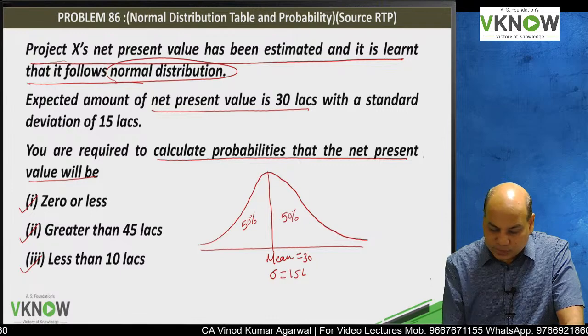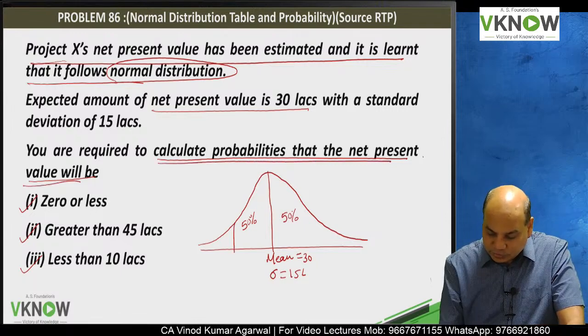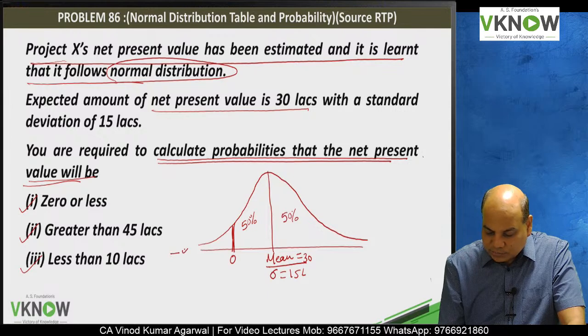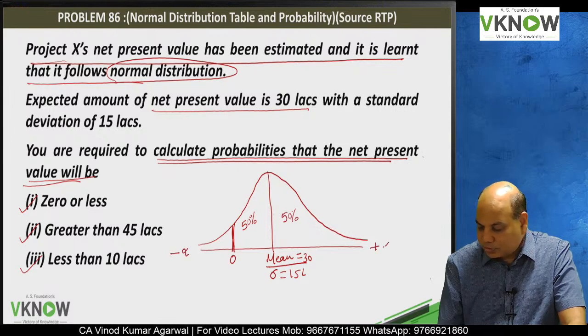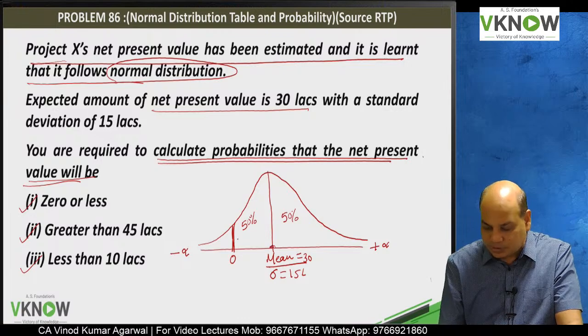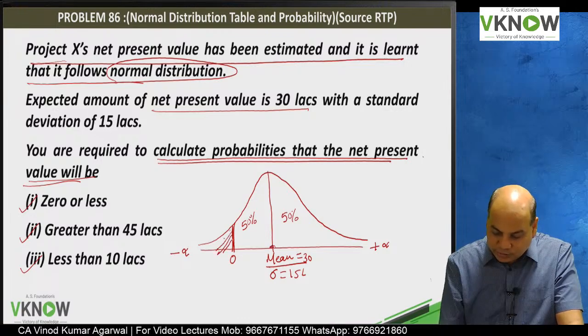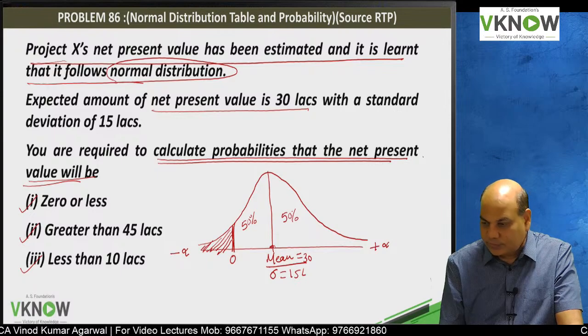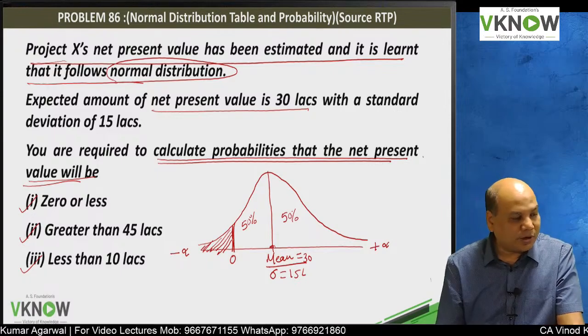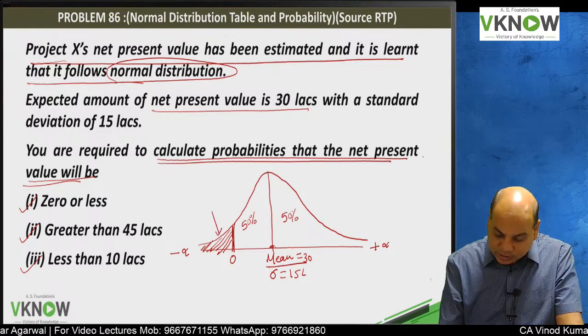Question is, what is the probability that NPV will be 0 or less? 0 will be on the left side because the mean is 30. Numbers start from minus infinity to plus infinity. So 0 would be on the left side of the mean. And you have to find the probability of this area, 0 or less.